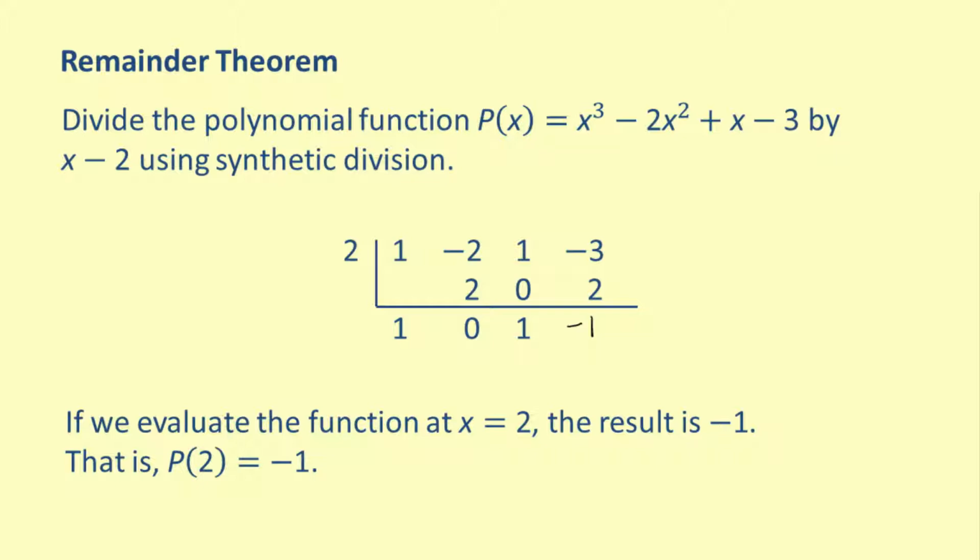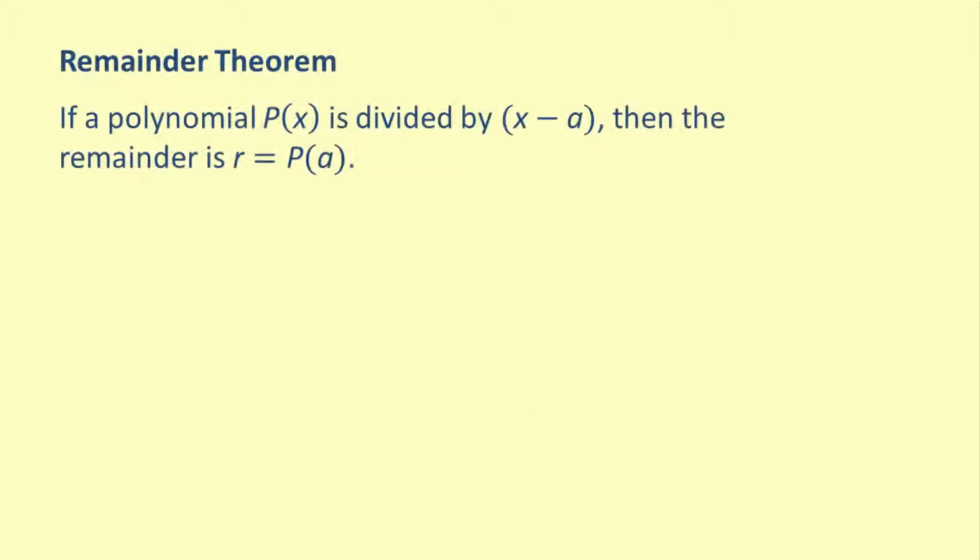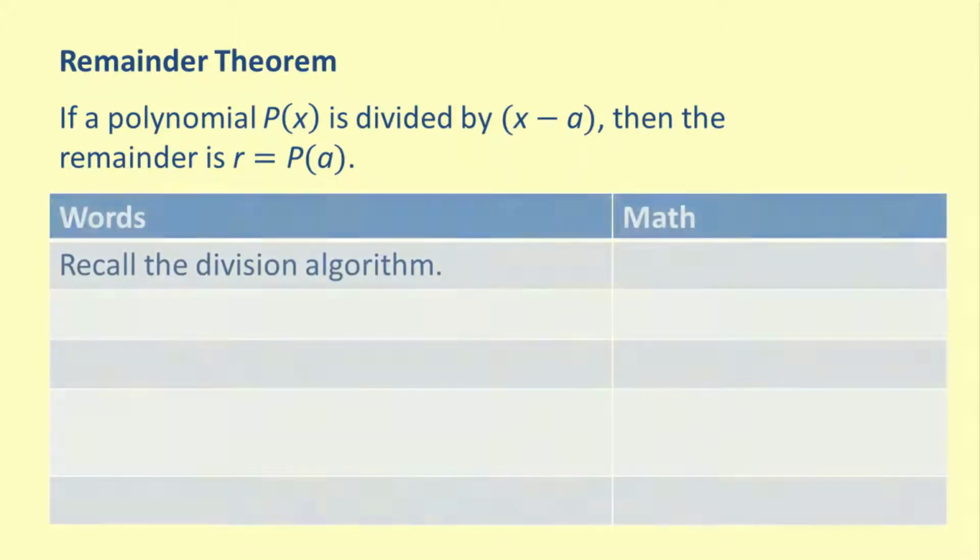This leads us to the remainder theorem. The remainder theorem states that if a polynomial p of x is divided by the quantity x minus a, then the remainder is r equals p of a. Recall the division algorithm p of x equals d of x times q of x plus r of x, where p of x is the dividend, d of x is the divisor, q of x is the quotient, and r of x is the remainder.